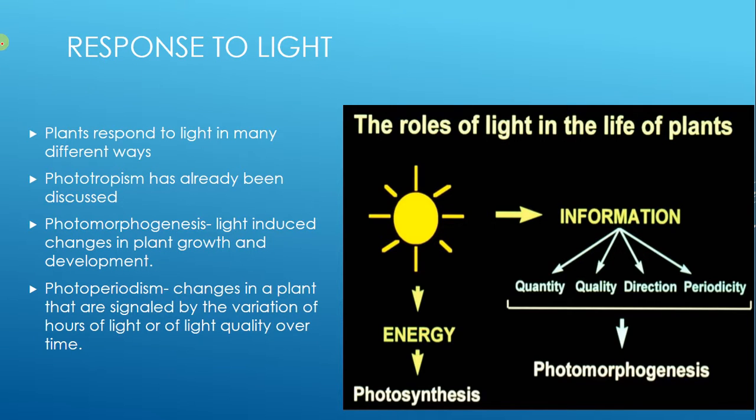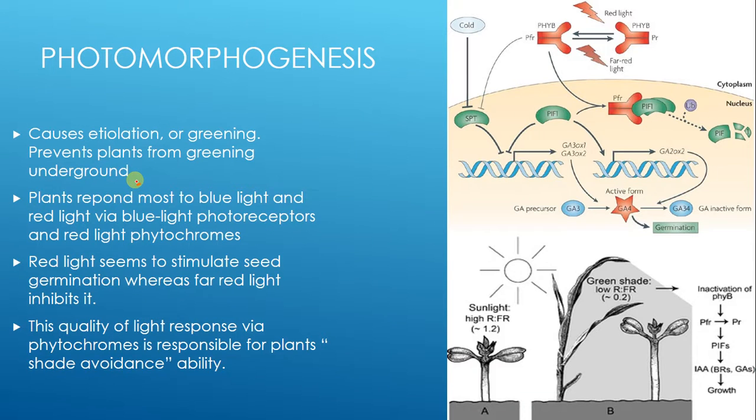Lastly, it's really important that plants are able to respond to light. Light responses are called phototropic responses, or photomorphogenesis. Plants respond to light in many different ways. Phototropism, which we've already talked about, is how plants tend to grow towards the light to maximize photosynthesis.